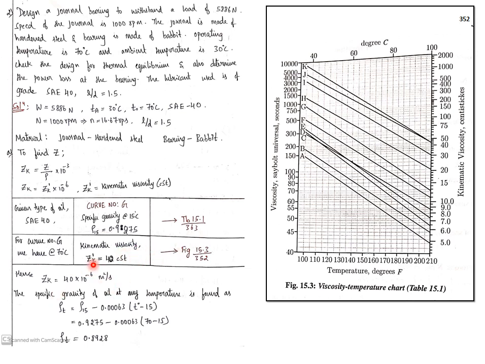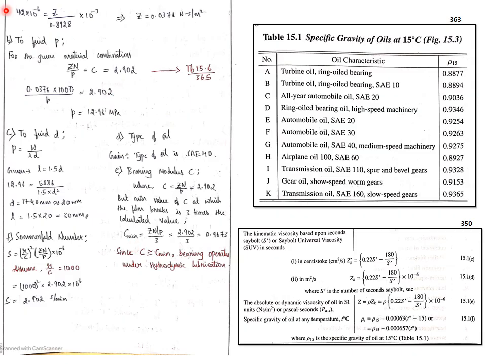Once you get the value of kinematic viscosity in terms of Stokes, you substitute it back to get the value in terms of meter square per second. Now the specific gravity of the oil at any temperature is found with respect to the curve, so if you substitute, you will get the specific gravity at any temperature. Once you get the value of rho and kinematic viscosity, substitute back in the equation to find the value of viscosity in terms of Newton second per meter square.